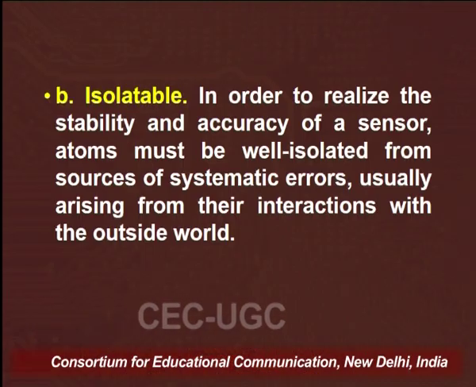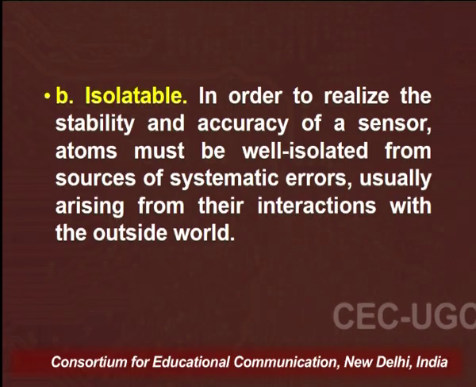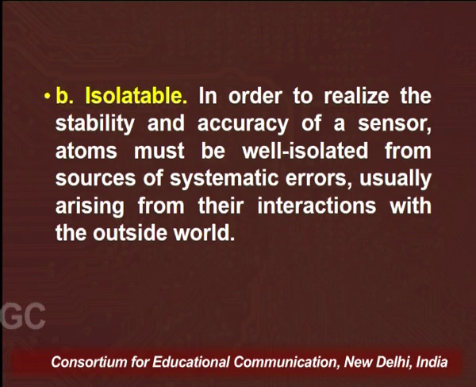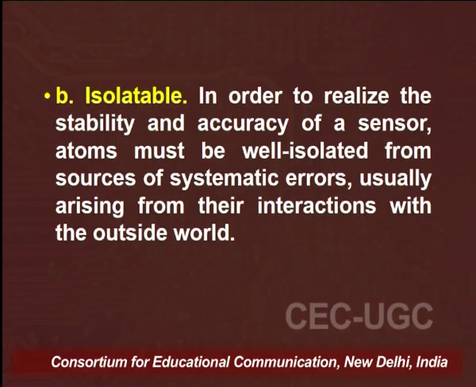Second is isolatable. In order to realize the stability and accuracy of the sensor, the atom must be well isolated from sources of systematic errors. If it is isolated, we can get more accurate results with great stability, because it is free from the systematic errors usually arising from interaction with the outside world. So, to realize stability and accuracy of the sensor, we use isolatable atoms.